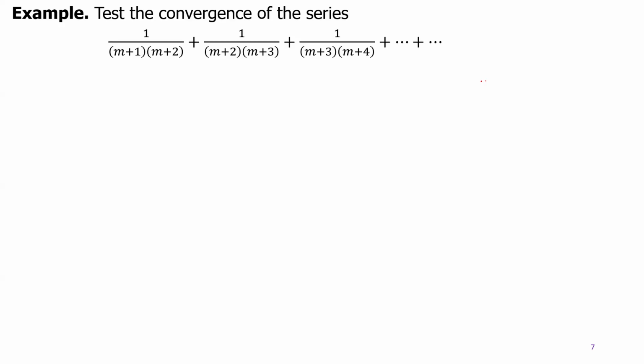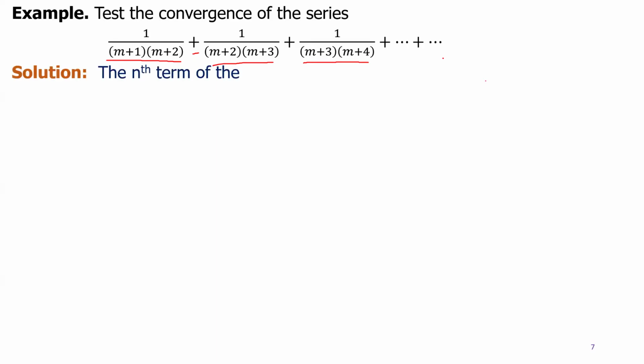Now, let us take some examples so that the topics we studied in the previous lecture can be applied to the given examples. Take the convergence of the series 1 upon (m+1)(m+2) plus 1 upon (m+2)(m+3) plus 1 upon (m+3)(m+4) and so on. We have to check whether this series is convergent or not.